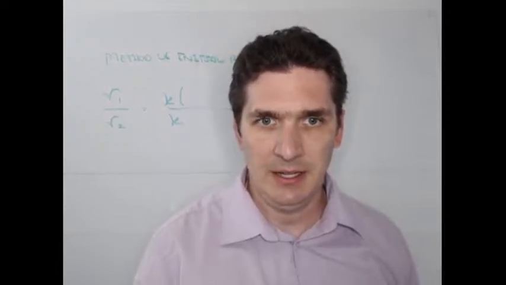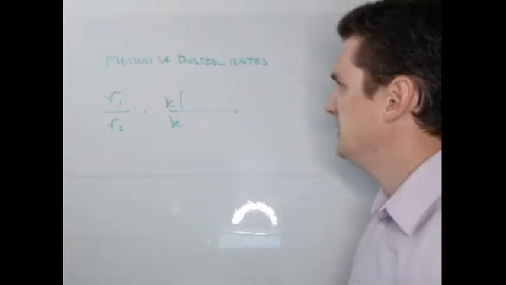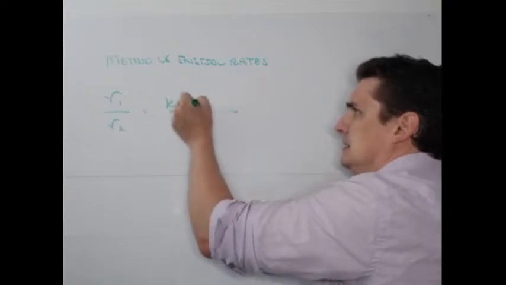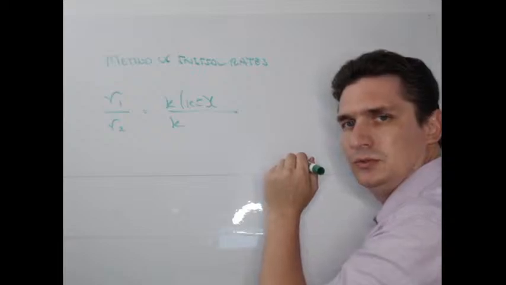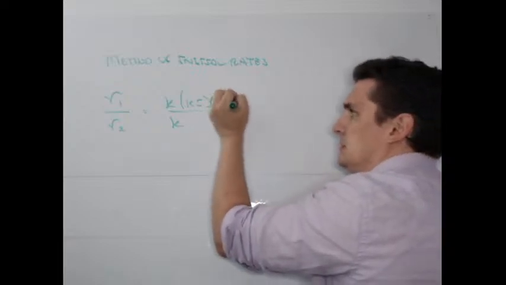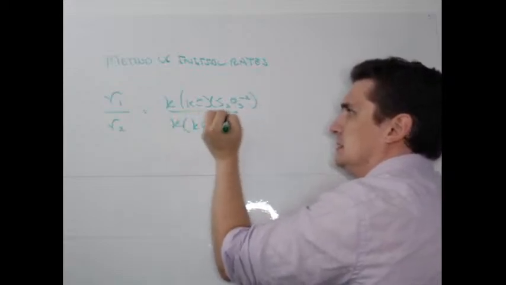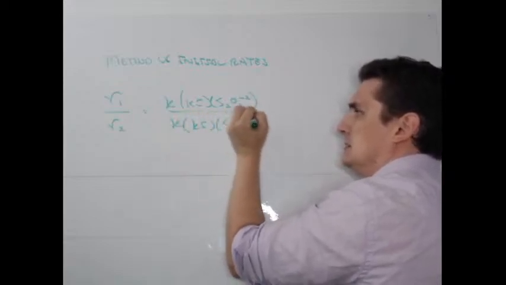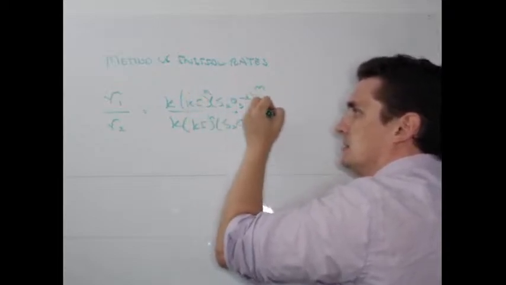Potassium iodide and peroxide. Oh, wait, peroxide is a catalyst. So I think it's potassium iodide and bisulfite ion. But the thing is, we don't know what their powers are.